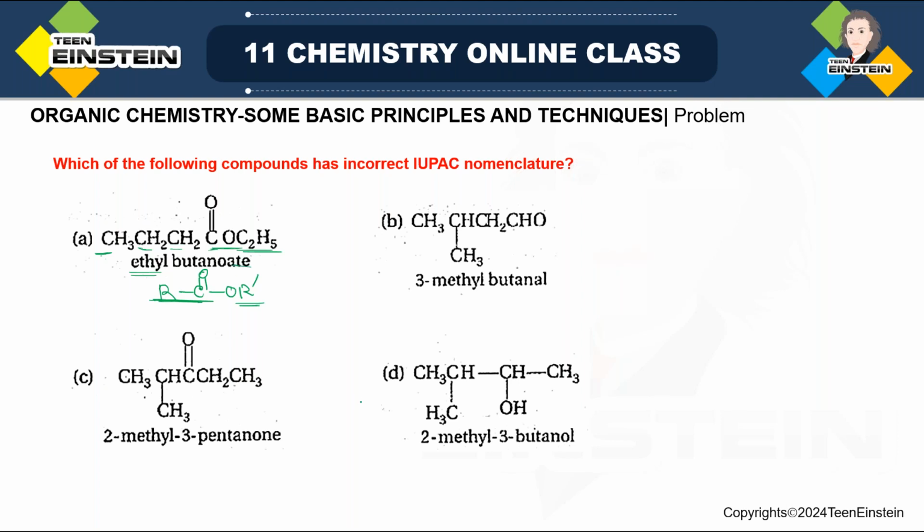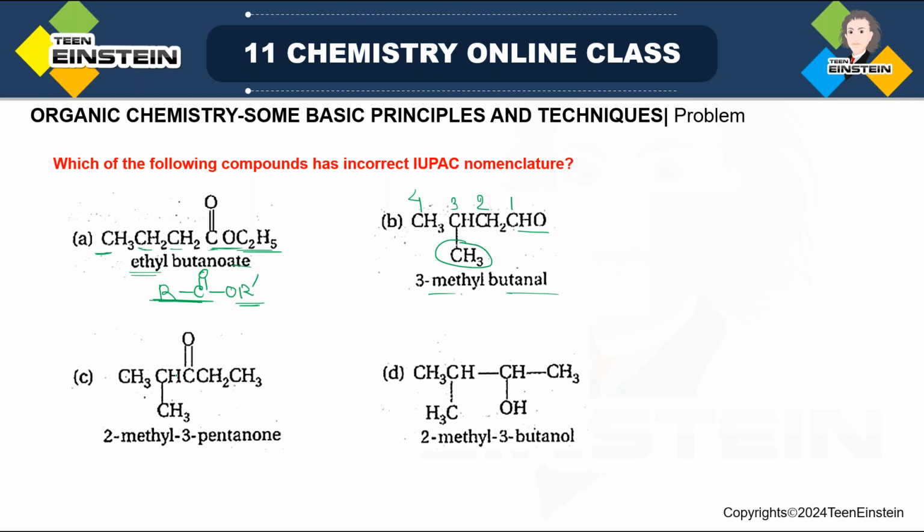It is not incorrect. Come to molecule B. Here we have CHO, so numbering should be started from this point. 1, 2, 3, 4. So at 3 position you have a methyl substituent, and in the longest chain you have 4 carbons. So 3-methylbutanal, it is absolutely correct.